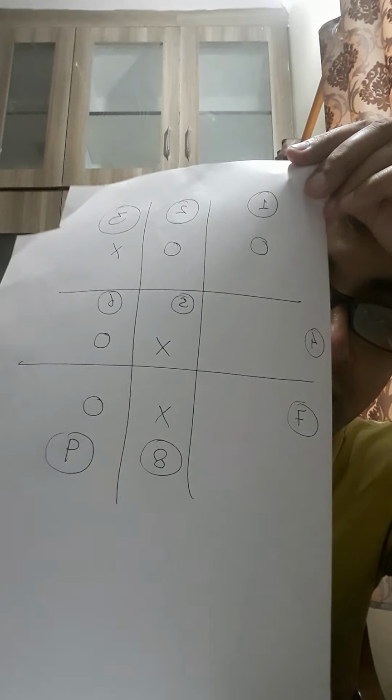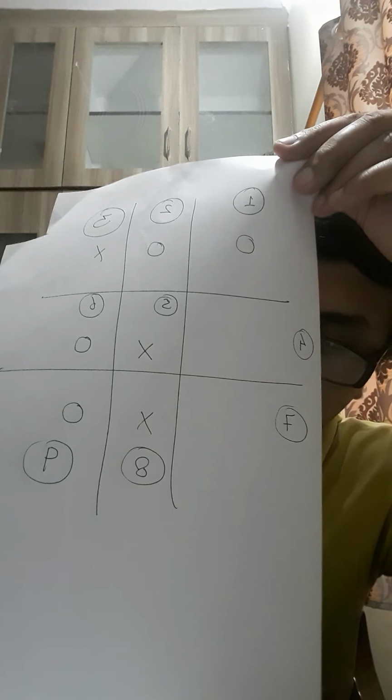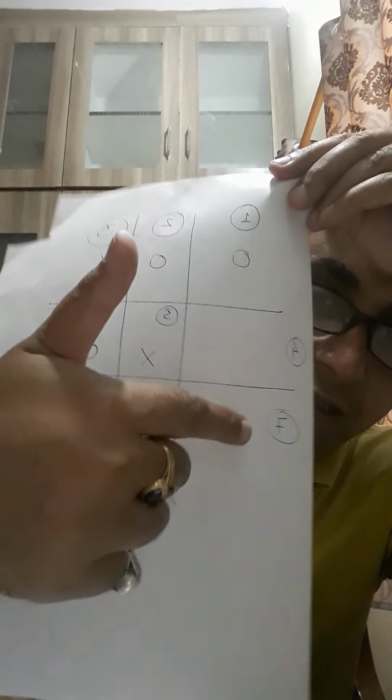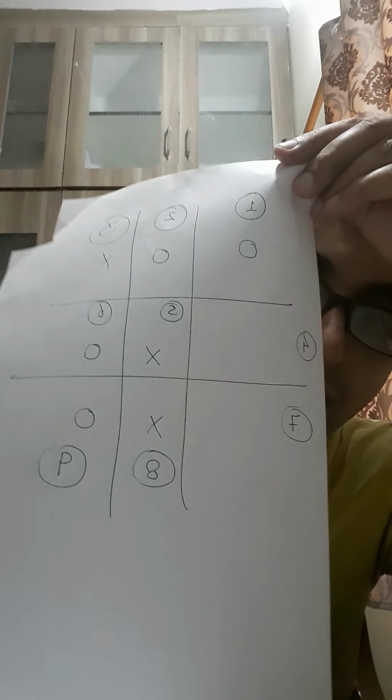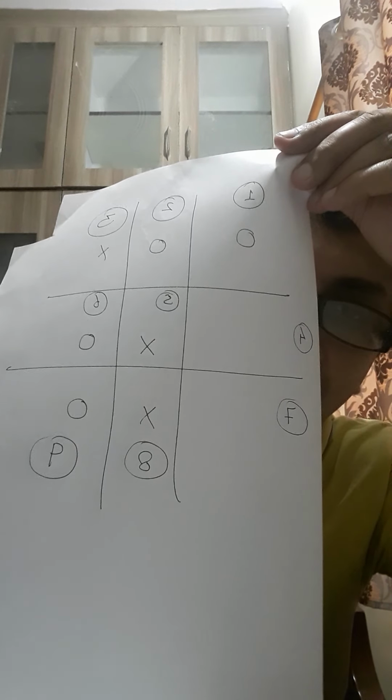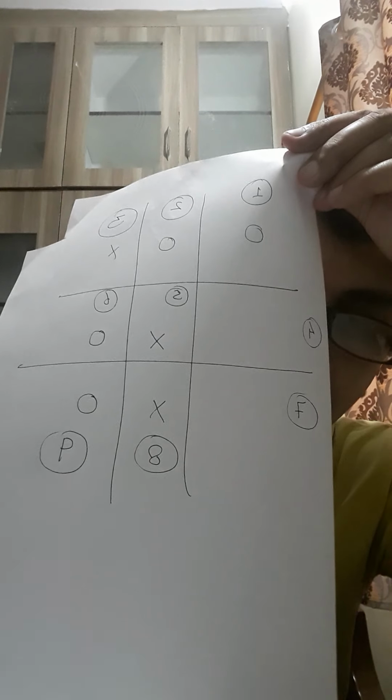So in what grid should the player playing with a cross, in what number grid, whether it's 4 or 7, in what grid should he put a cross to win the game? So you just have to write the number, either 4 or 7. All right? Okay.